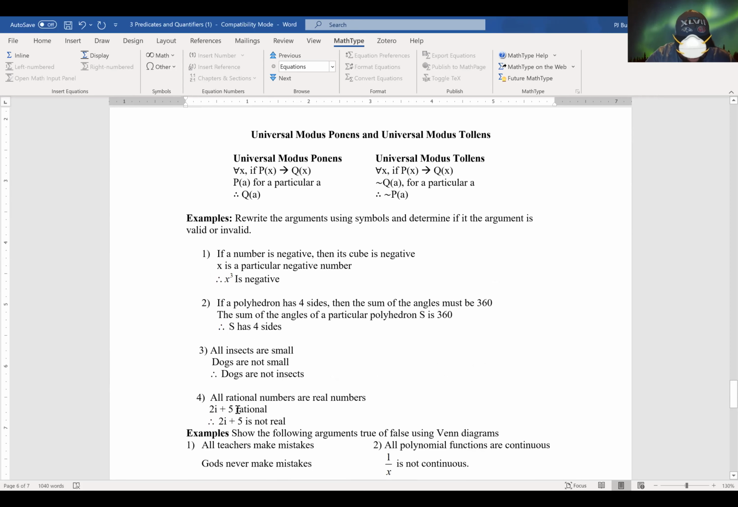Before we do this, let me just write this out to make it simpler. All right. So we've got two more things to learn today. We've got the forms here of universal modus ponens and universal modus tollens. And then we get to use some Venn diagrams to discuss whether things are valid or invalid.